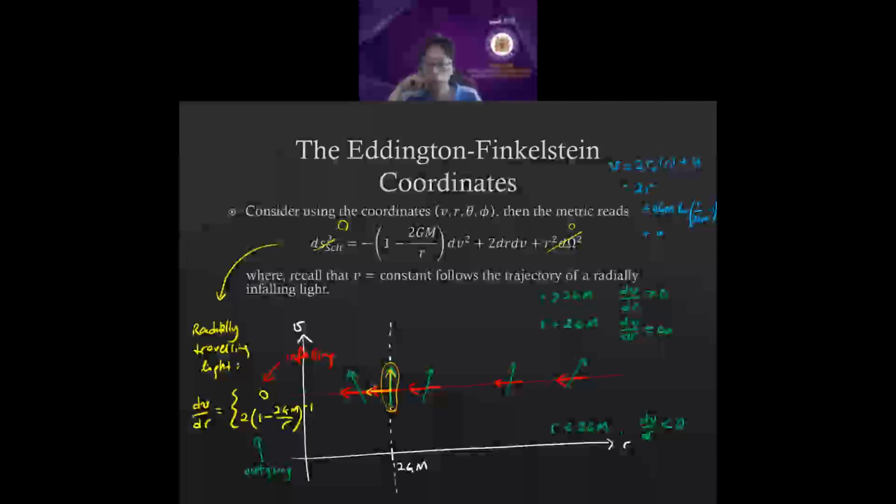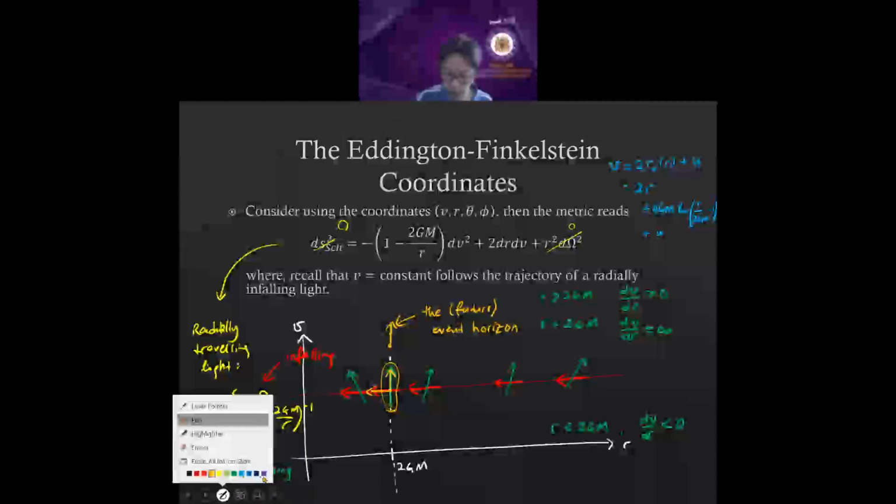This is what is known as the event horizon, because for any light that begins on this path, it can no longer escape to larger r. It can no longer escape to larger r, right?